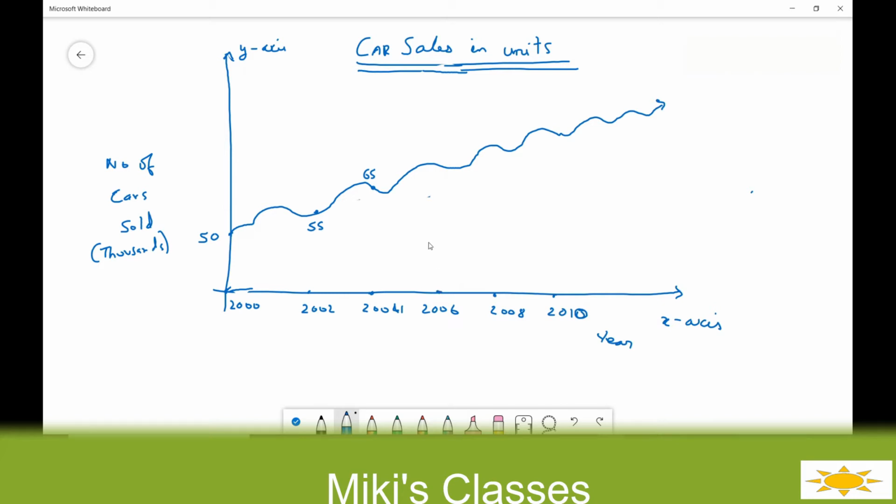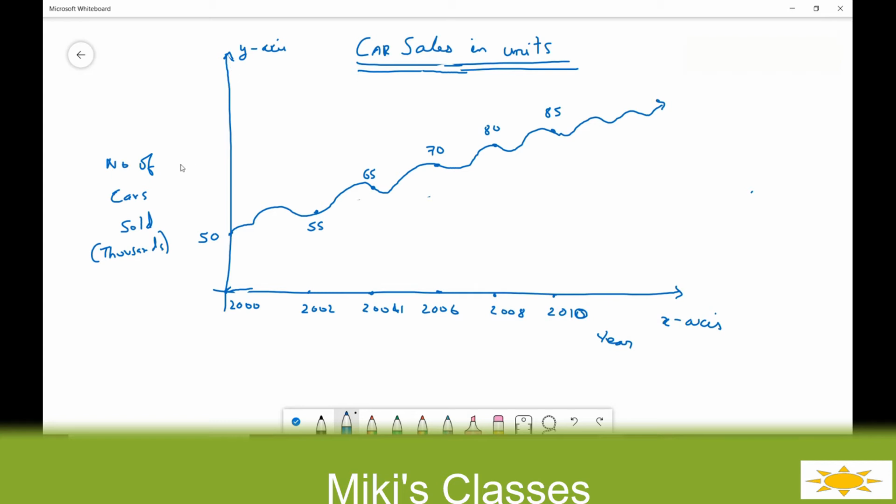Then this is 2006. It has gone up marginally, so this is maybe 70. Then in 2008, it has gone up again, somewhere around 80. And in 2010, it is about 85 or so. I know the numbers we have taken will not be exact in terms of how much the curve has gone up by, but I'm just trying to give you an idea of how this is done.